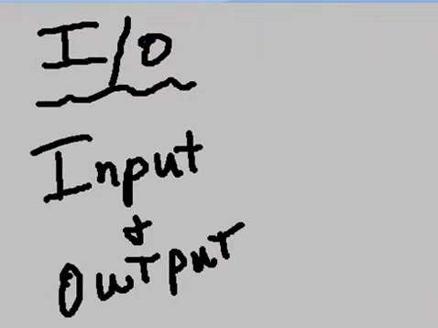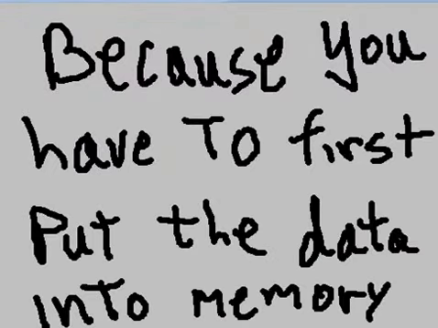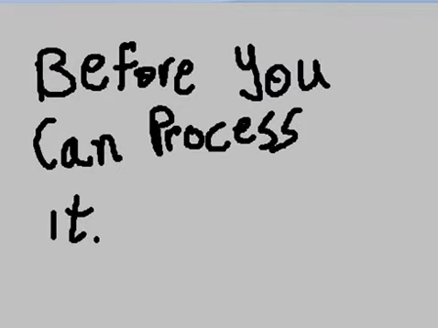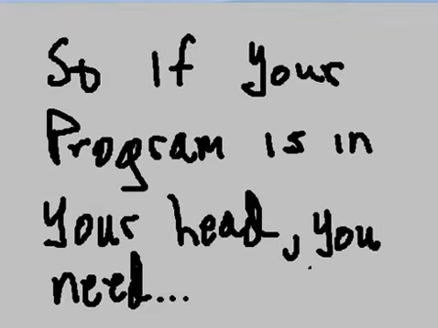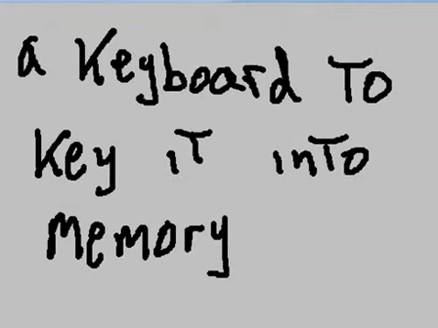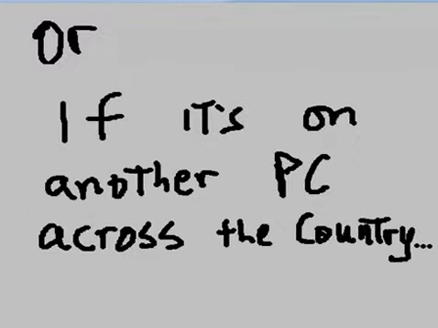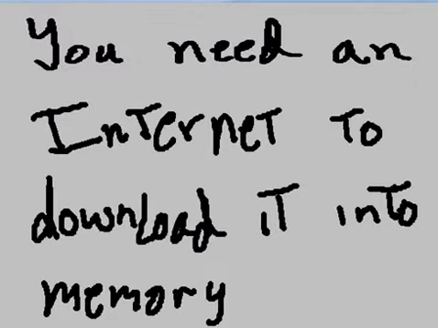If you have memory, then you must have I/O, which is input-output. Why? Because you first got to put the data into memory before you can process it. So if your program is in your head, you need a keyboard to key it into memory. Or if it's on another PC, you need an internet to download it into memory.